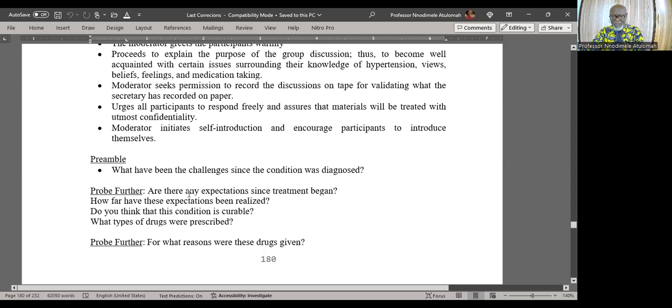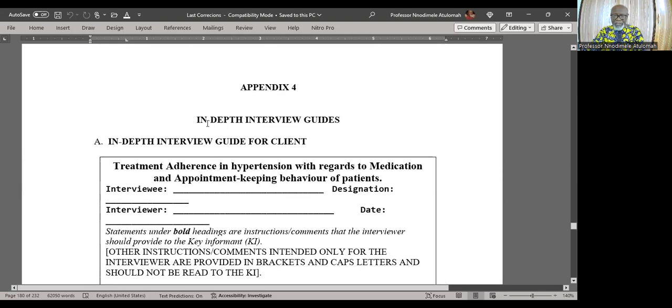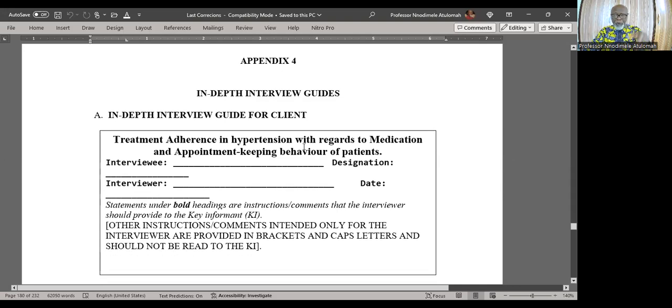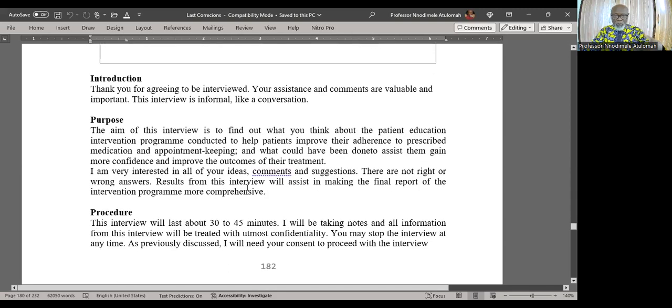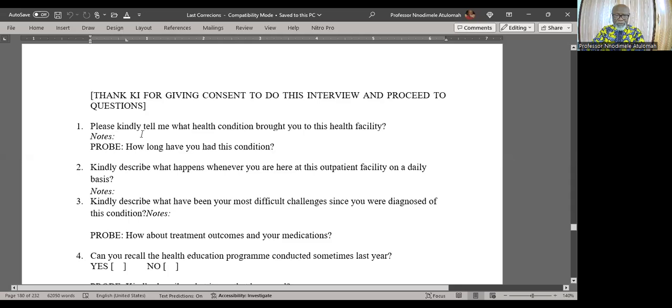All right. Are there any expectations? All of these will corroborate, but because this in-depth interview is for the client themselves, the client, we also have key informant for support individual, a significant other. So again, we want to confirm everything from every angle. Okay. So after saying, please kindly tell me what health condition brought you to this health center, the person will explain. Then you will now probe further.